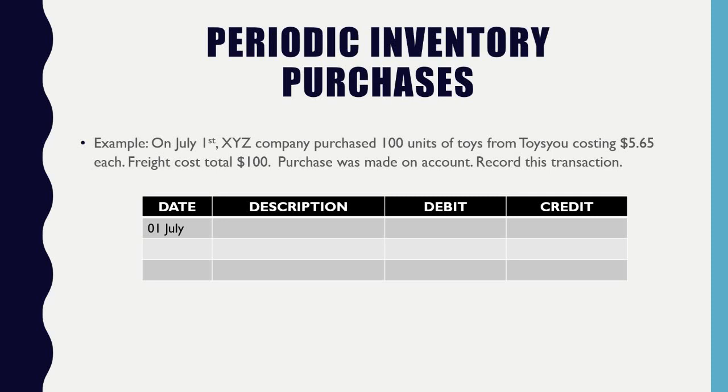If we have a purchase expense, a freight expense, and an accounts payable, how much am I going to put in each account? So what's my purchase expense amount and what's my freight expense amount? The purchase expense is $565. Good. And my freight is $100. So in grand total, how much do I owe Toys U?